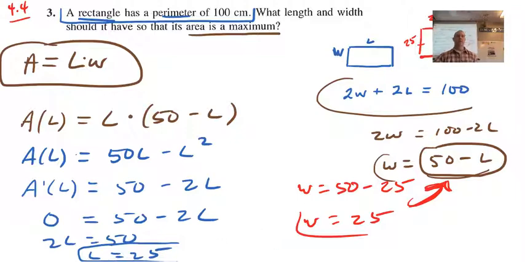And so you would write the sentence, the length and width should both be 25 centimeters. Okay, so I'll write that out right here. The length and width should be 25 centimeters. Okay? You would write a little more legibly than me.